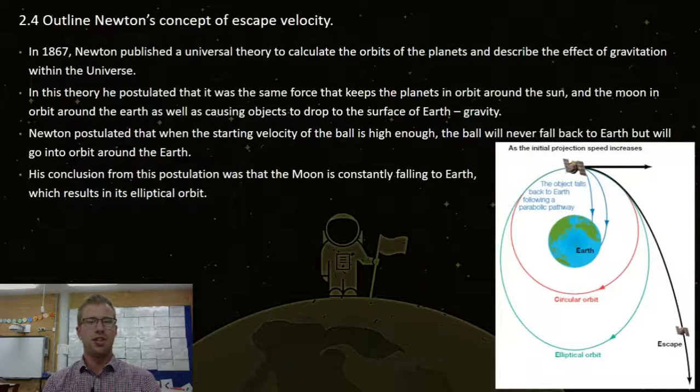2.4. Outline Newton's concept of escape velocity. So we just defined escape velocity in our last video, but let's move on now to what Newton has got to do with escape velocity.